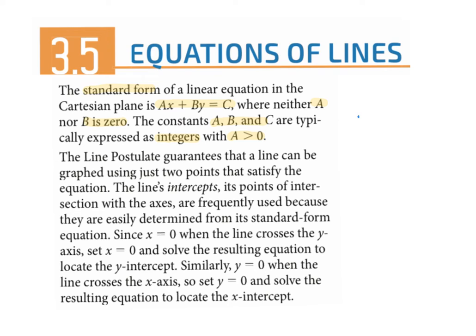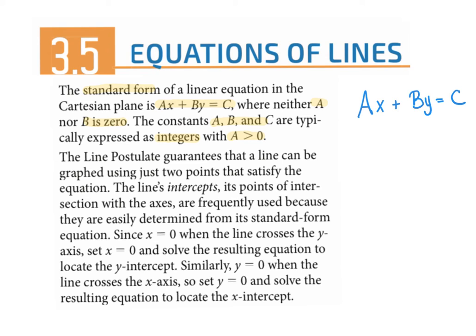So the format here is ax plus by equals c. A, b, and c are integers, so you will not have fractions. If you have fractions, you need to multiply by the common denominator all the way across and get rid of your fractions. A is always positive. If a ends up being negative, then you need to divide everything by -1 and change it where a is positive, okay?